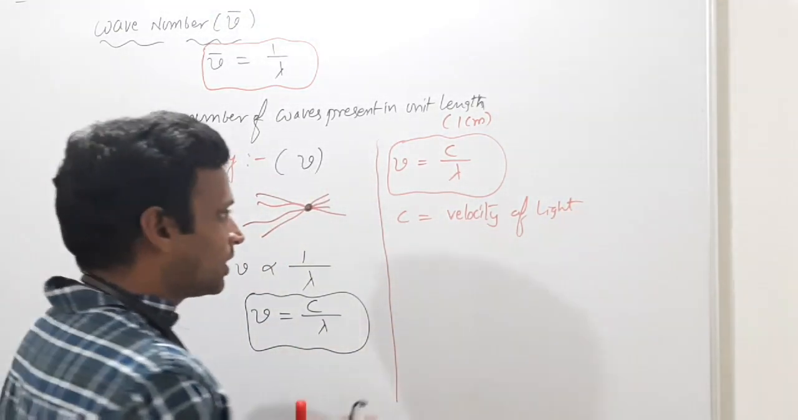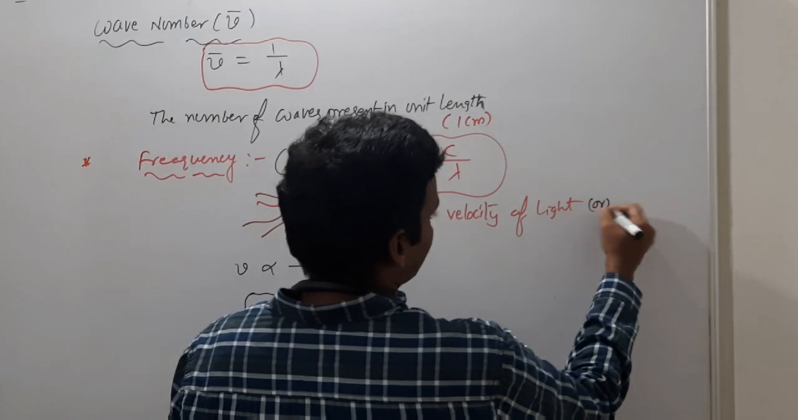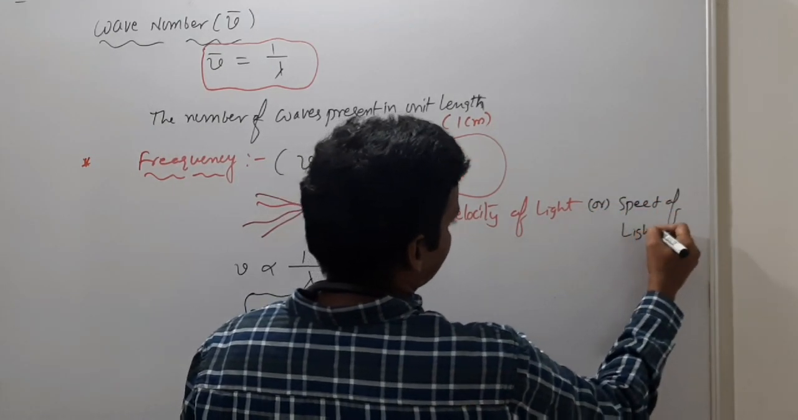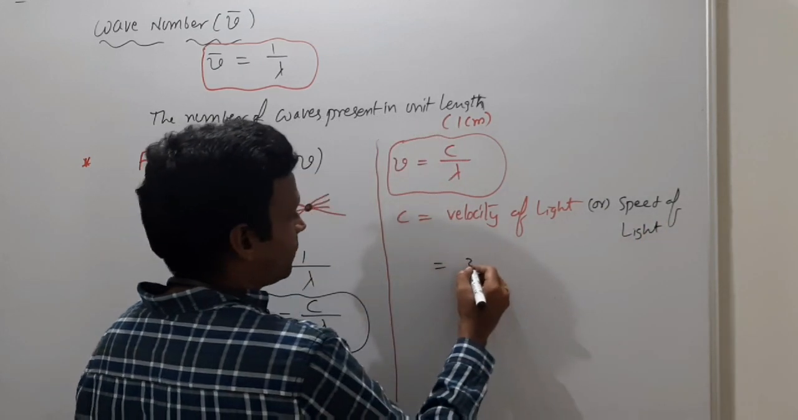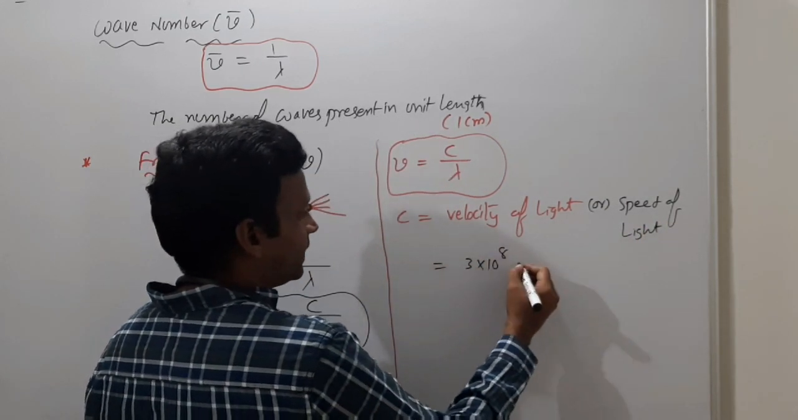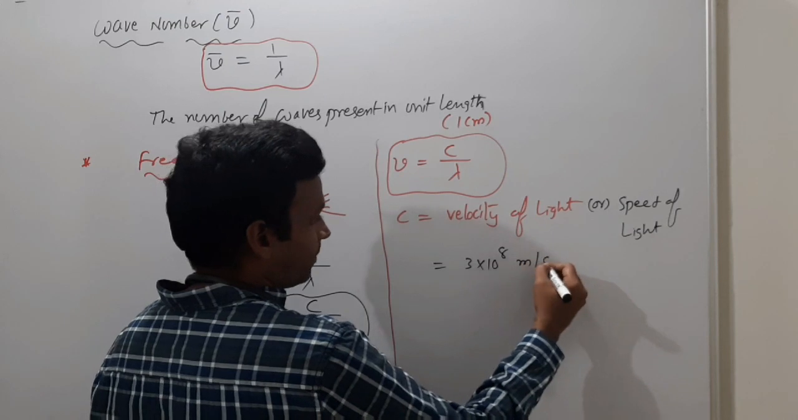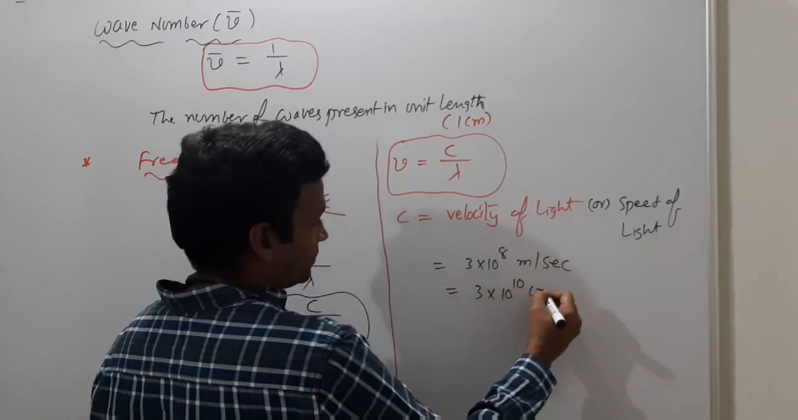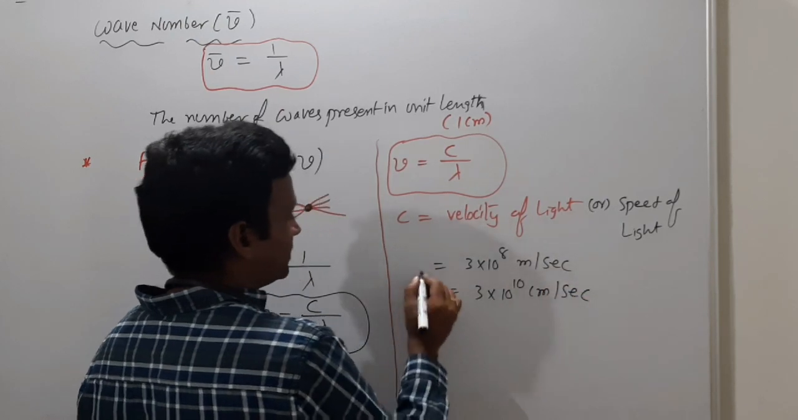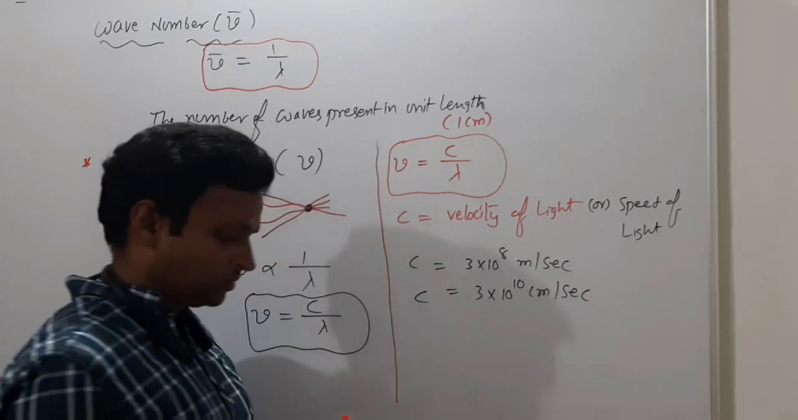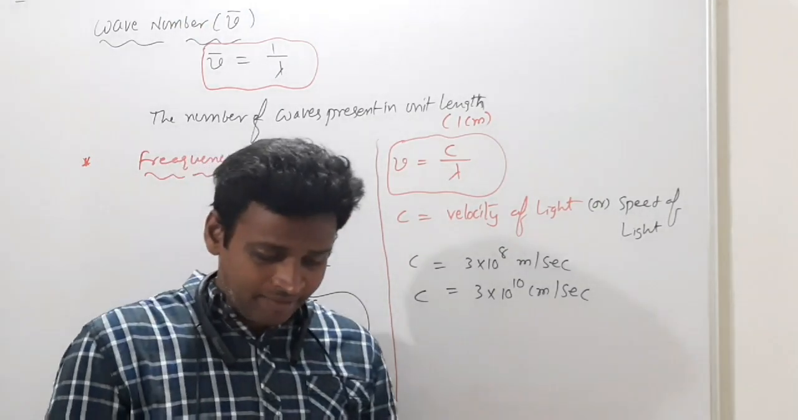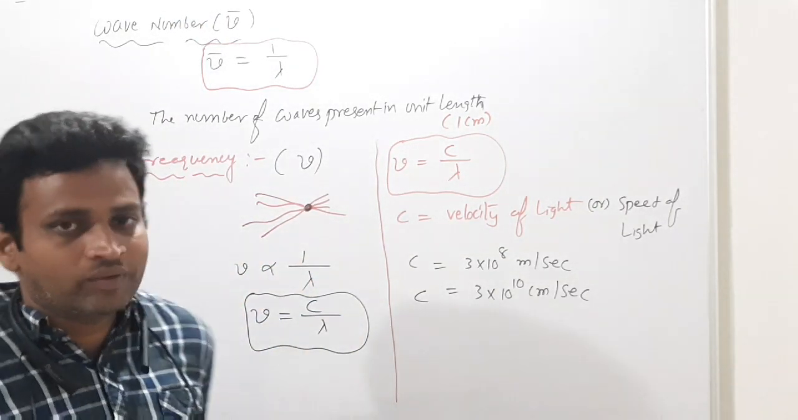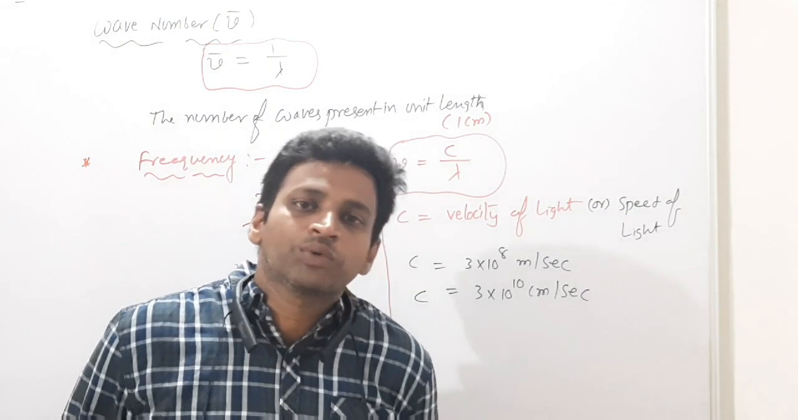Velocity of light, or you can call it the speed of light. What is its value? 3 into 10 power 8 meter per second, or 3 into 10 power 10 centimeter per second. This is the c value. Okay, so time period: time period is the reciprocal of frequency. Those things we will discuss tomorrow.